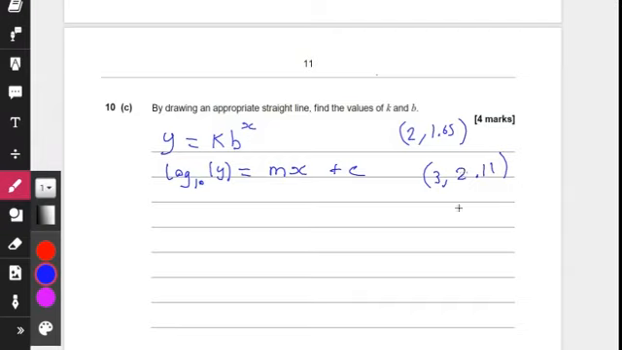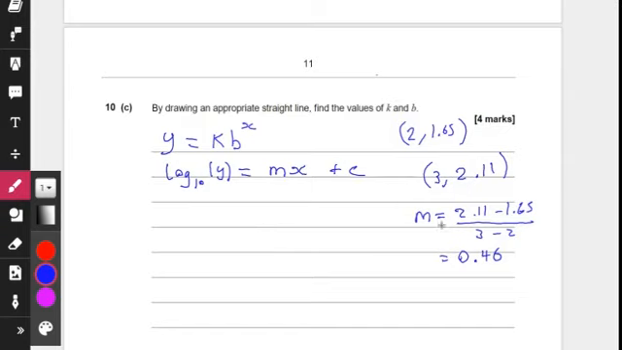Okay, so the gradient is going to be the change in the y, so 2.11 take away 1.65 all over 3 take away 2. If somebody could help me out, that would be much appreciated. 0.46 maybe. Yeah, 0.46. Okay, cool. Thank you.